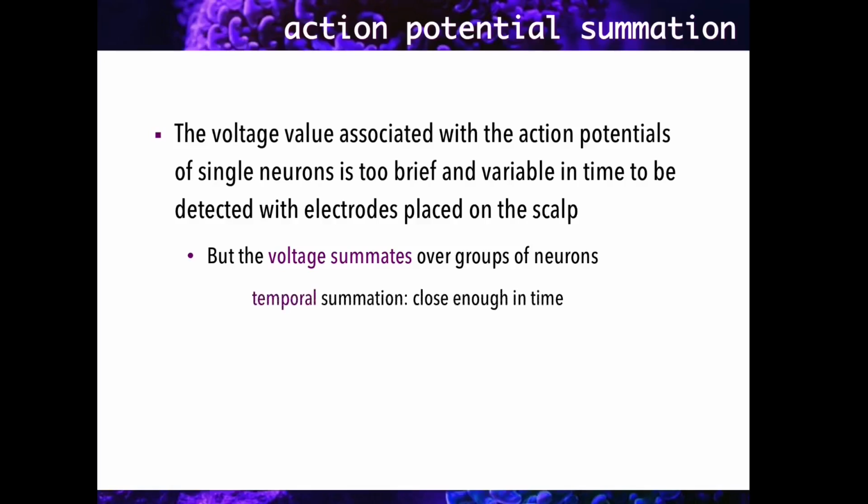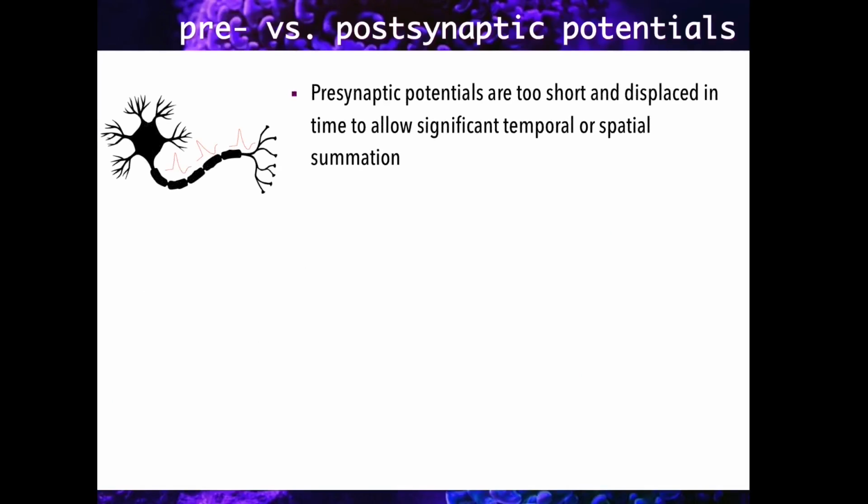Summation of electricity in the brain takes place in time and also in space. That is, for action potentials to be summated, they have to happen close enough both in time and in space. So, which action potentials summate? On the one hand, presynaptic action potentials do not summate. This is because they are too brief and displaced in time to allow significant temporal or spatial summation. This means that with EEG, we are not detecting the outputs that the neurons are sending. That is, we are not detecting neuron spikes.